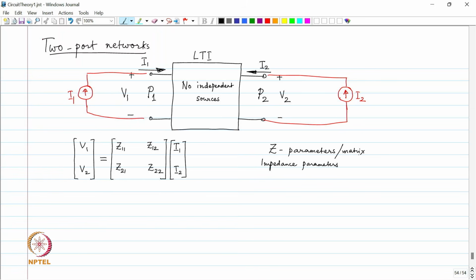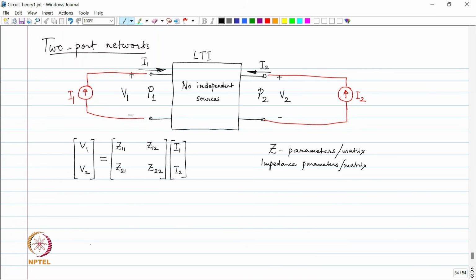Or you can call it the Z matrix, impedance matrix, whatever you want to do it. There are many different ways to talk about it. So, if somebody says we are talking about the Z parameters, what are we talking about? Yeah, we are talking about this matrix. We are only talking about that matrix. That 2 by 2 matrix is called the impedance matrix or the Z matrix, Z parameters. Fine. Is this okay? Good.